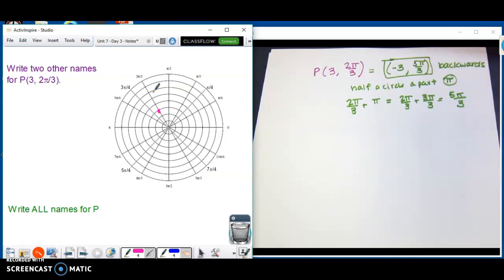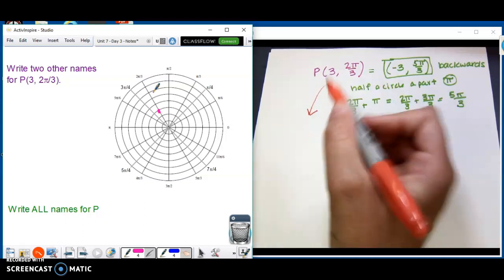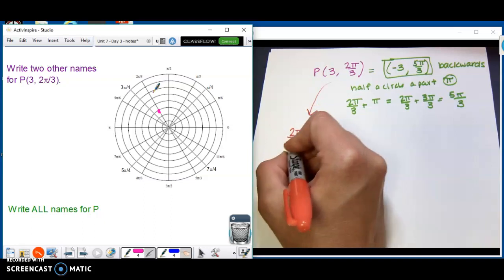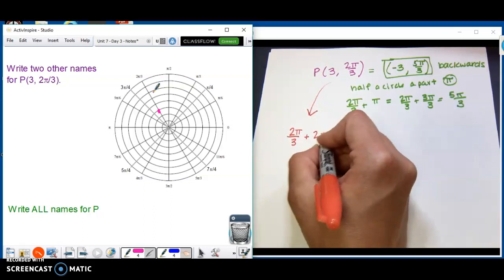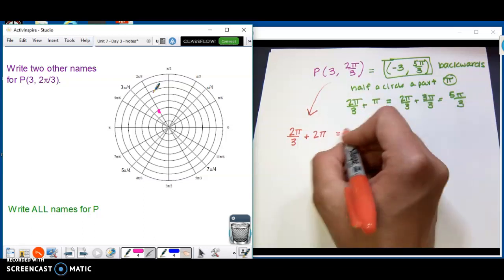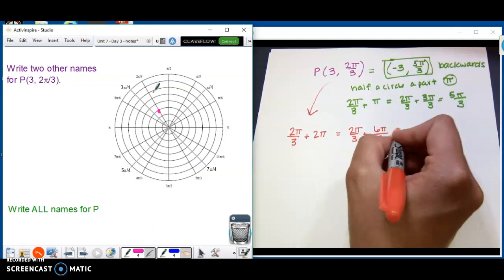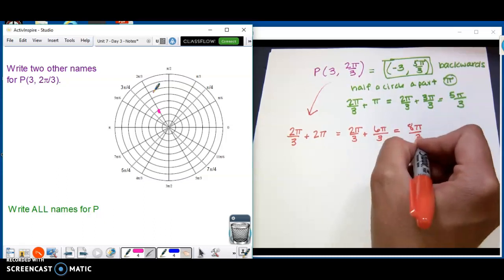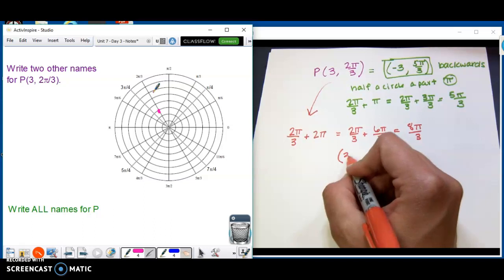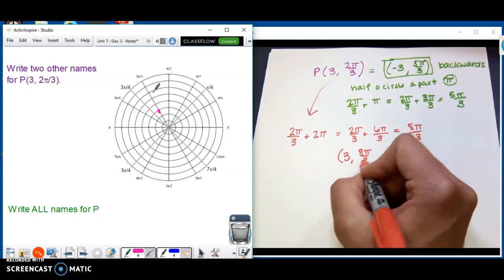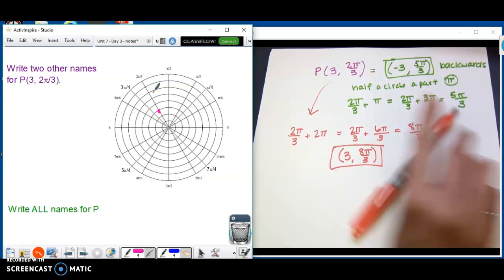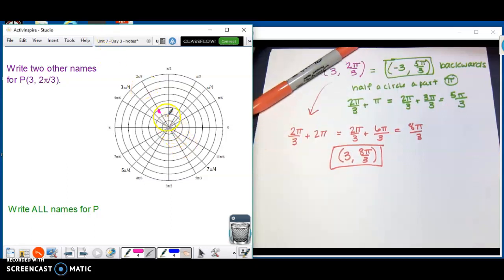That's the backwards answer. Then another answer could just be any coterminal angle. So if we take our original point, to find another coterminal angle for 2 pi over 3, you could add or subtract the circle. If I make these have the same denominator of 3, this would be 8 pi over 3. So another option for our point could be 3, 8 pi over 3. 8 pi over 3 is the same thing as 2 pi over 3, and you're still moving up 3 spaces. There are so many other points that you could write.